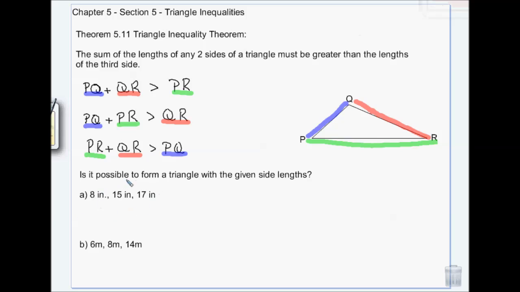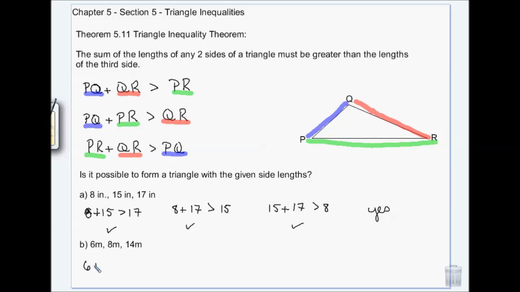So if they give you three lengths and they ask you, can this be a triangle? I add 8 plus 15, is that greater than 17? Yeah. If I add 8 plus 17, is that greater than 15? Yeah. If I add 15 and 17, is that greater than 8? Yes. So these three things are still true. All pairs of sides add up and make greater than the third side. So yeah, it could be a triangle.